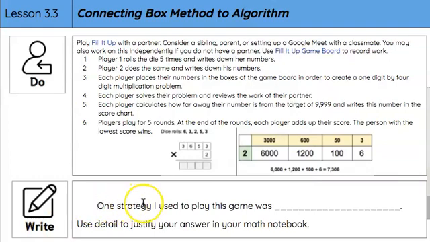So one strategy I used to play this game was blank. You're going to use detail in your math notebook to justify your answer. Have fun playing this game and remember to use the box method for your 4-digit multiplication. Good luck!